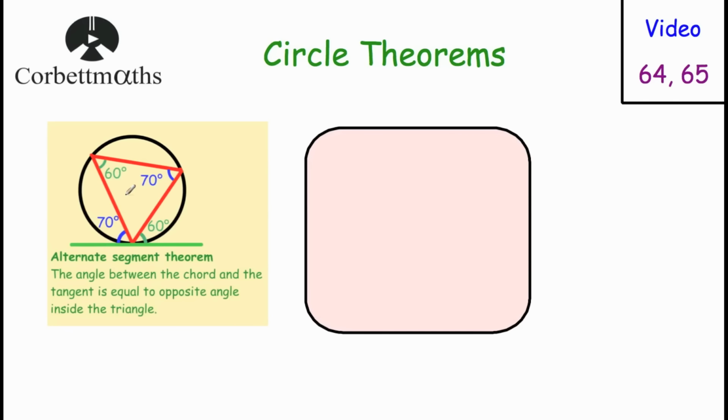Our next circle theorem, it's got a name that I always remember, that's the alternate segment theorem. And that is if you have a tangent, the angle between the tangent and a chord equals the size of the angle opposite it inside the triangle. So this 70 is the same as the angle opposite it in the triangle, and the 60 is equal to the 60, the angle opposite it inside the triangle. And that's called alternate segment theorem.